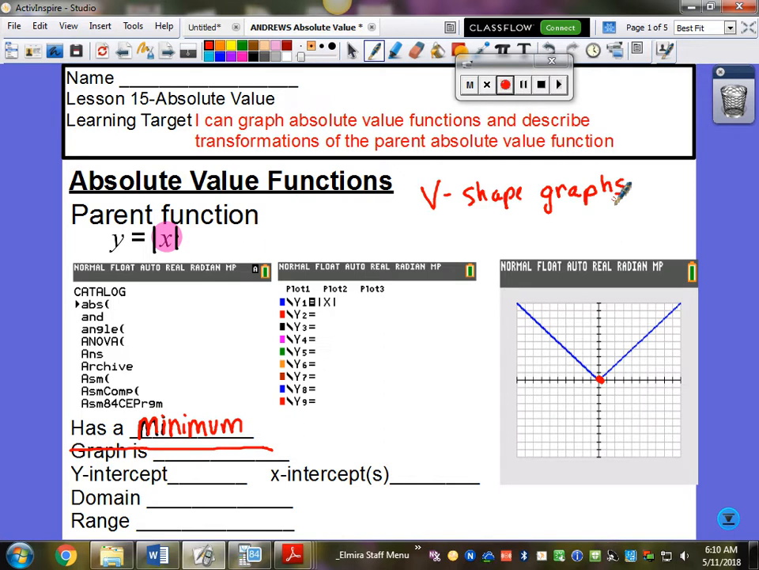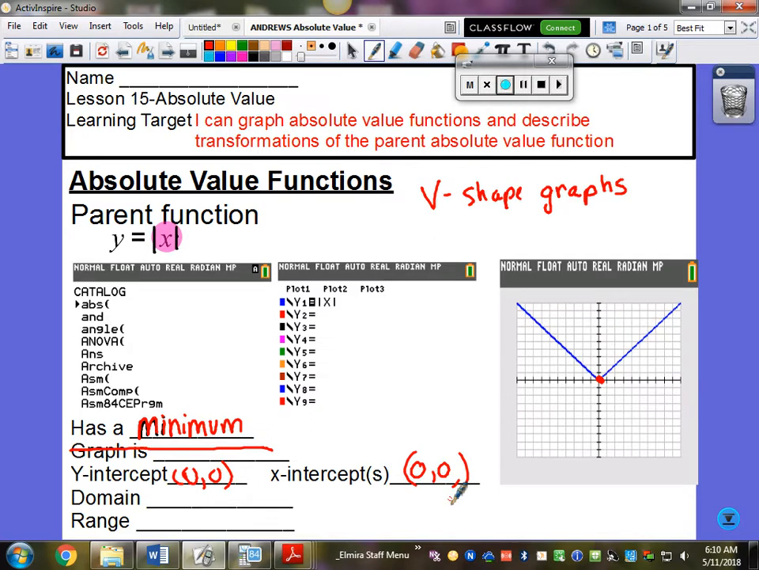They open up or open down. They have a y-intercept, but also sometimes x-intercept, sometimes one x-intercept, sometimes two, sometimes none. But we'll talk about all that. All right, the y-intercept here is at 0, 0. Okay, and the x-intercept is also at 0, 0 because that's where the vertex is.